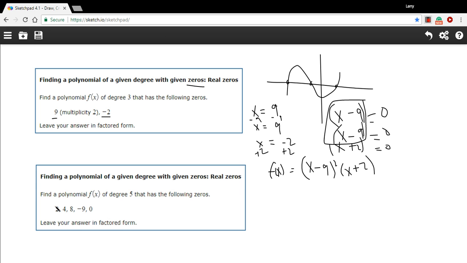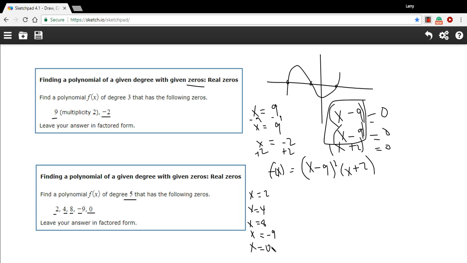All right, let's try one more just for practice, and this one will give us a lot of practice. It's a fifth degree equation, so we've got 5 different zeros here. So again, we start by just setting x equal to these numbers. So x equals 2, x equals 4, x equals 8, x equals negative 9, and x equals 0.